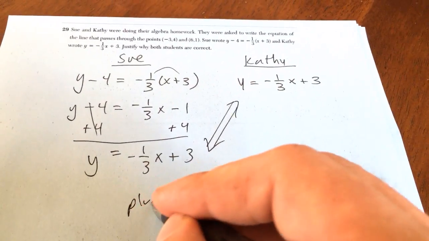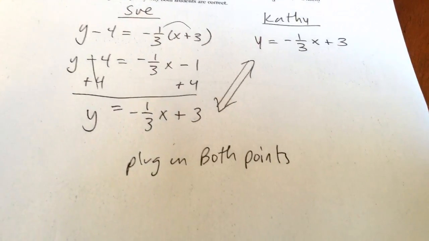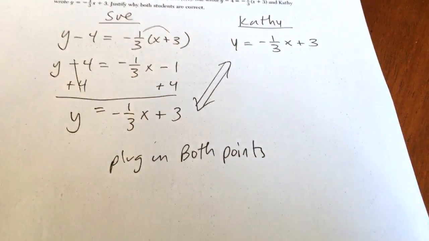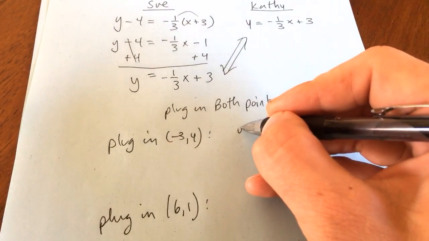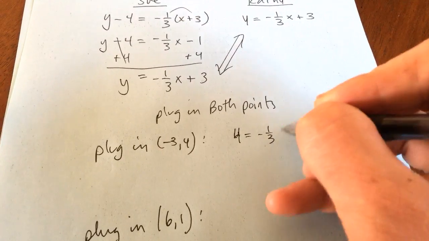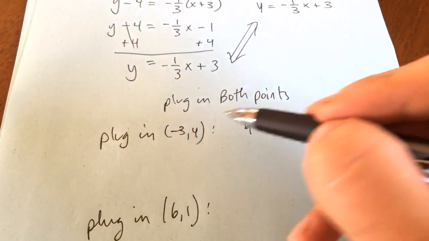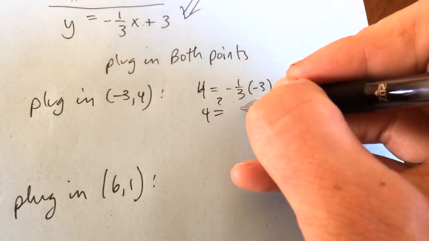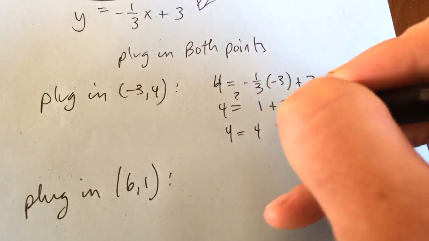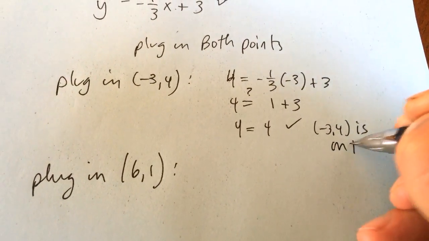So what I would do now is plug in both points to show that it makes the equation true. I'm going to plug in negative 3, 4 and 6, 1 because in the problem those are the points that they gave you. Okay, so if I plug in, 4 equals negative 1/3 times negative 3 plus 3. I plugged in 4 for y and negative 3 for x. So 4, does that equal negative 1/3 times negative 3 is positive 1. 4 does equal 4. Check. That means negative 3, 4 is on the line.